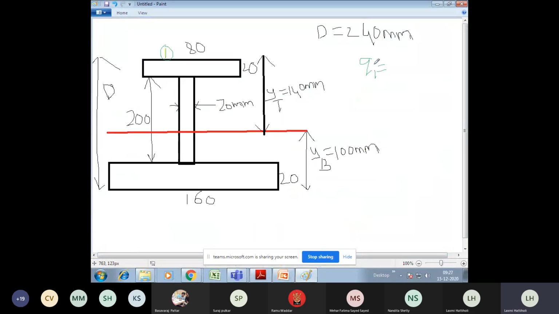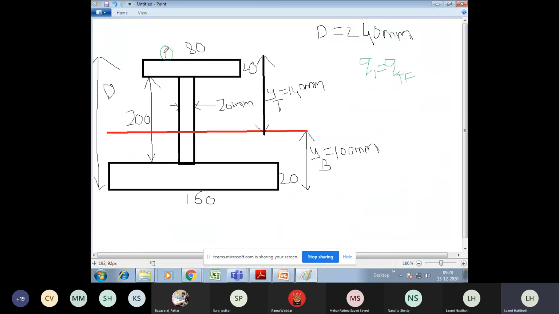So first I'll calculate here at the top fiber of the top flange. I will call this Q1, or else you can call it QTF, that is top flange. You can call it Q1, or you can take it as QTF. So here you should calculate the shear stress.